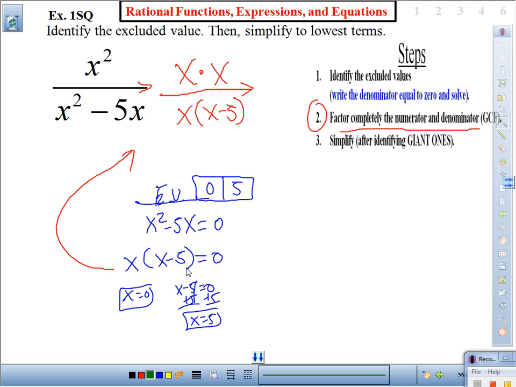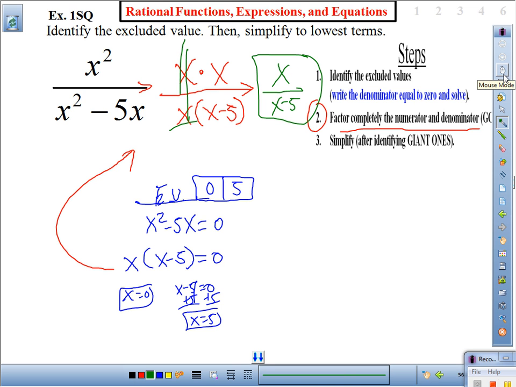Now that we're done, let's identify a giant 1. Do you guys see it? Yes, right here. So we're left with x over x minus 5. Show me what we're talking about up to right there. Okay, we got it, right? See if you can do one by yourself. Ready? Here we go.